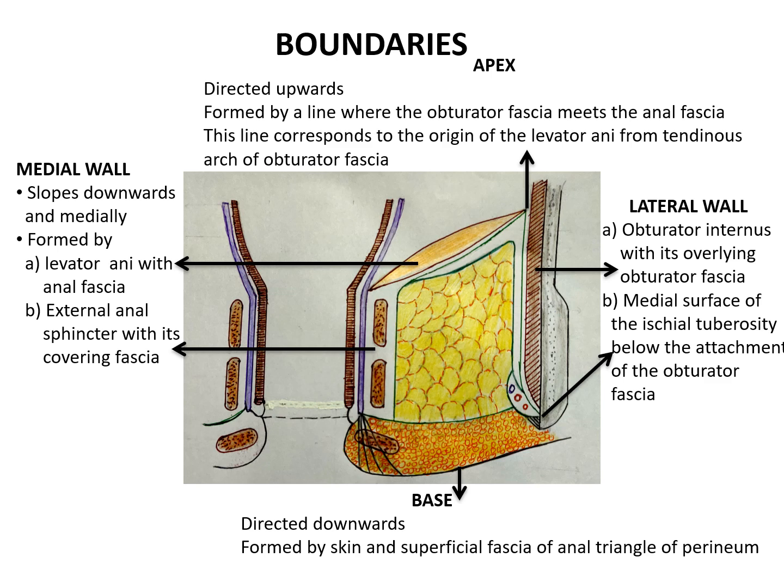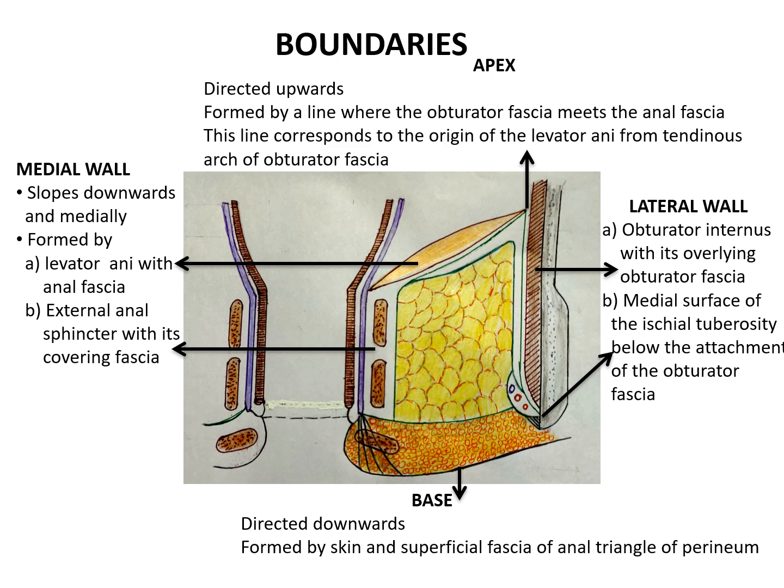Coming to the medial wall of this ischiorectal fossa, it is not vertical, it slopes downwards and medially. It is formed by the levator ani muscle with the anal fascia in the upper part, and the external anal sphincter with its covering fascia in the lower vertical part.